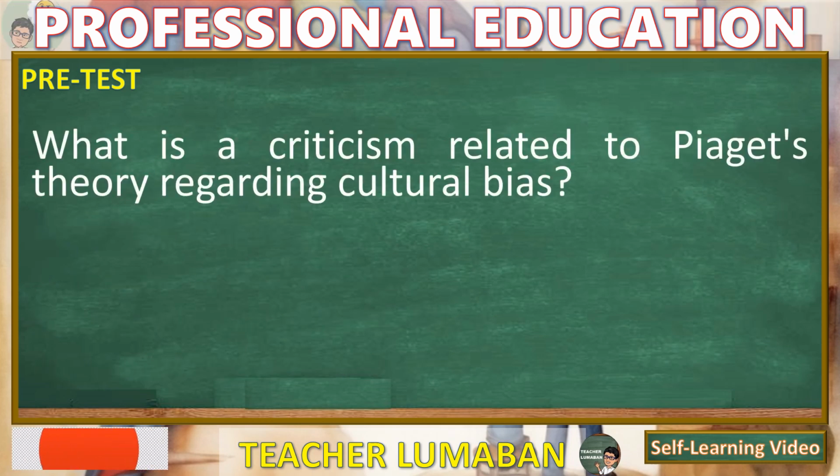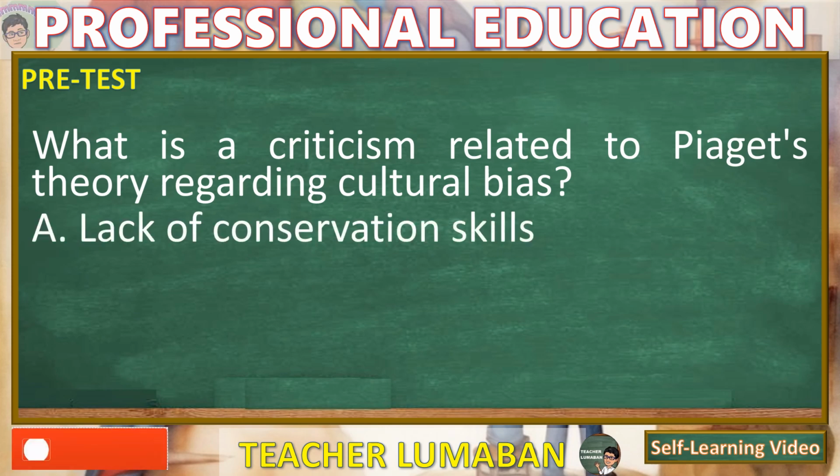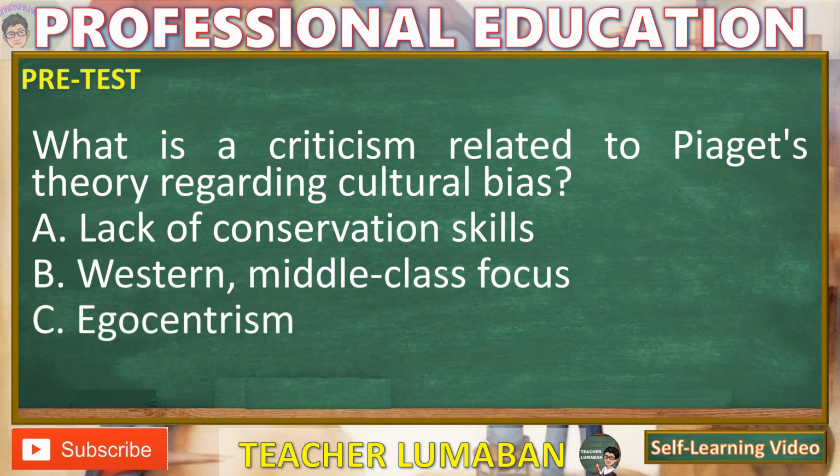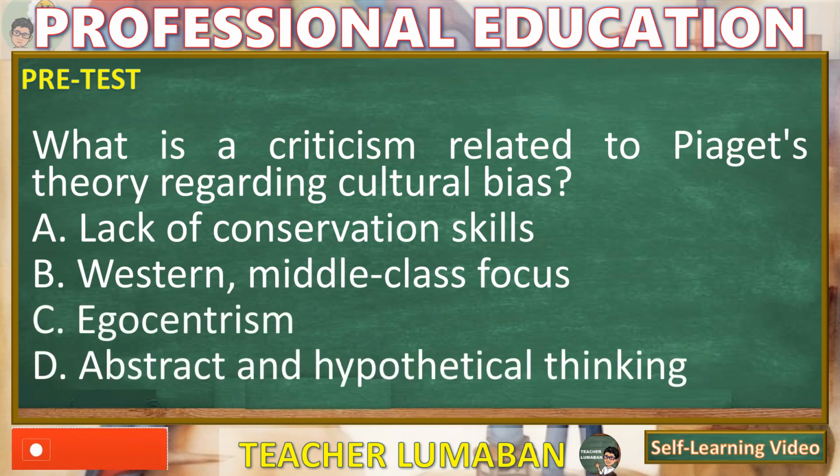What is a criticism related to Piaget's theory regarding cultural bias? A. Lack of conservation skills. B. Western, middle-class focus. C. Egocentrism. D. Abstract and hypothetical thinking.